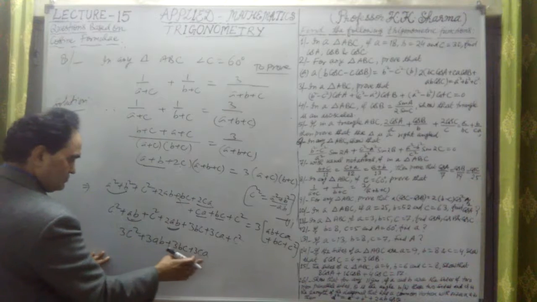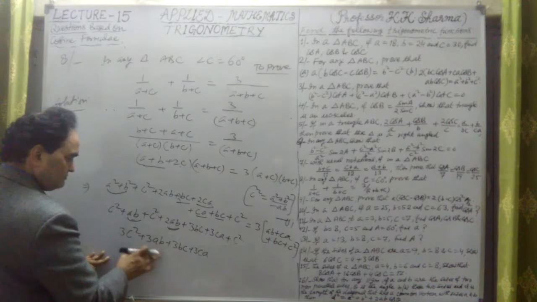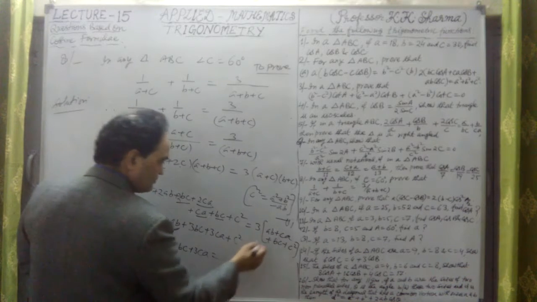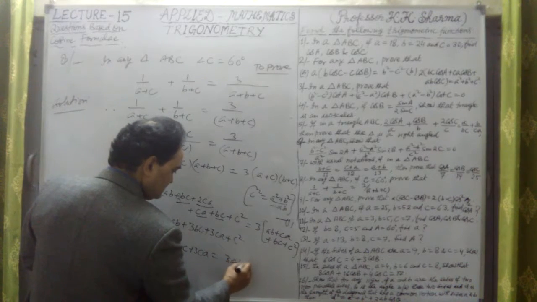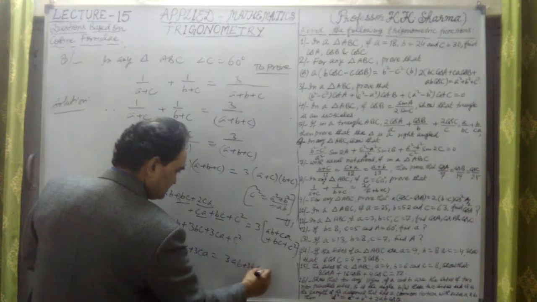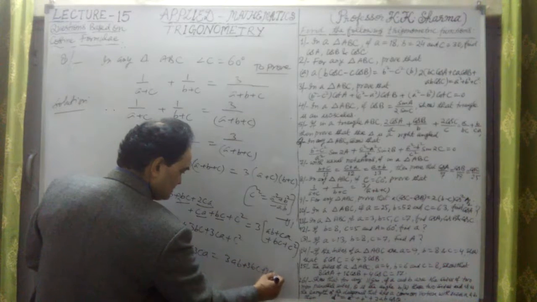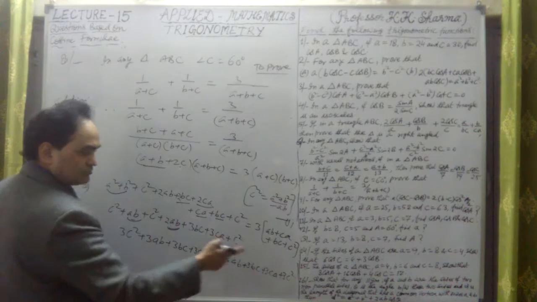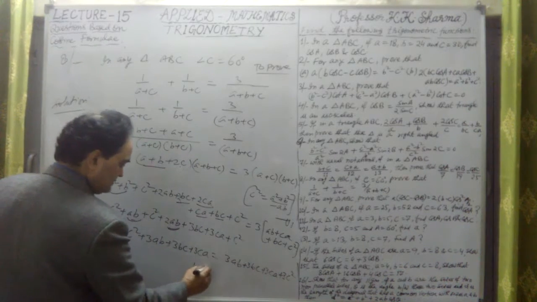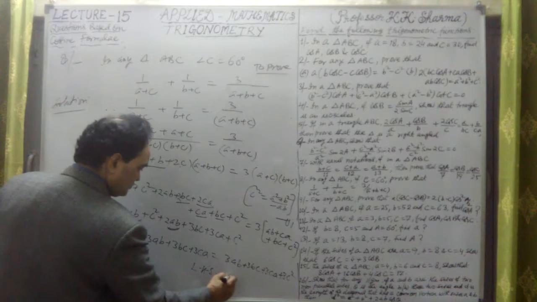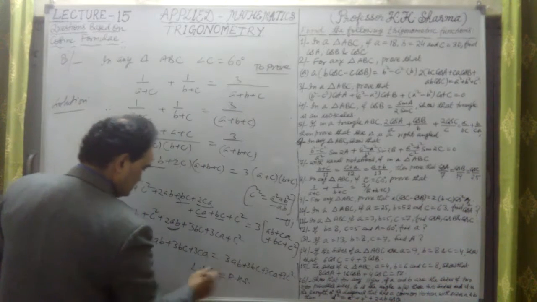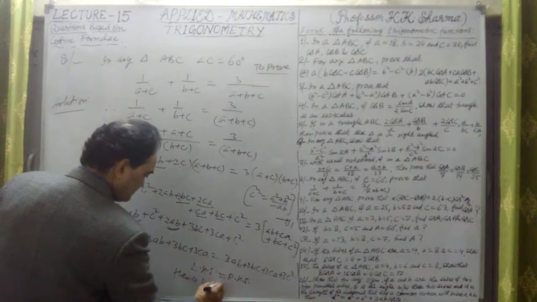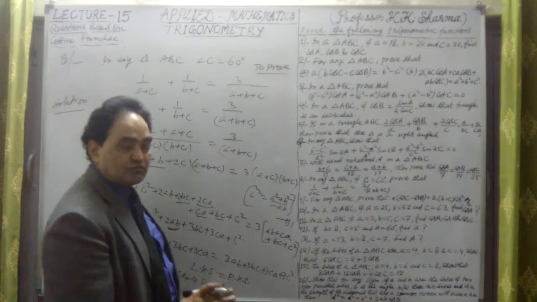So the other 4 terms are multiplied by 3. Okay, so this is on the left hand side, the right hand side also we have the same 3AB plus 3BC plus 3CA plus 3C square. So what we see, left hand side equal to right hand side. Hence proved. Okay, so we have obtained left hand side is equal to right hand side.